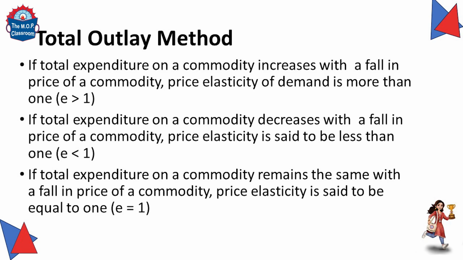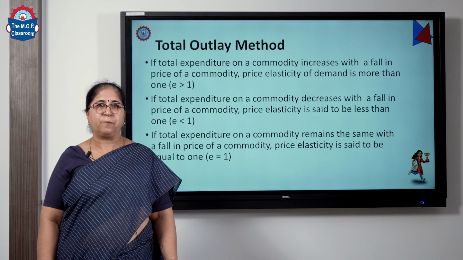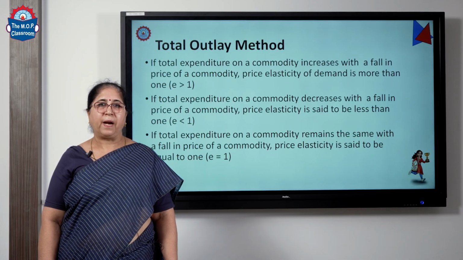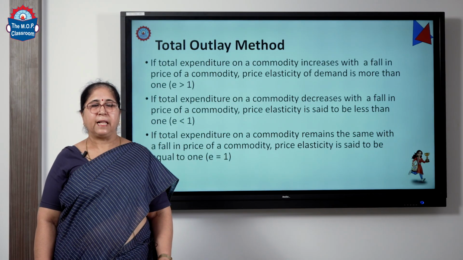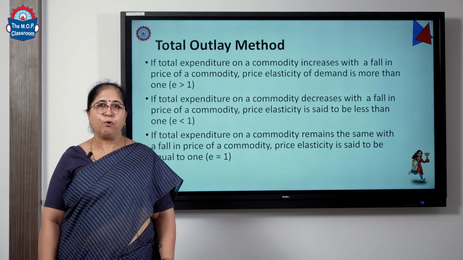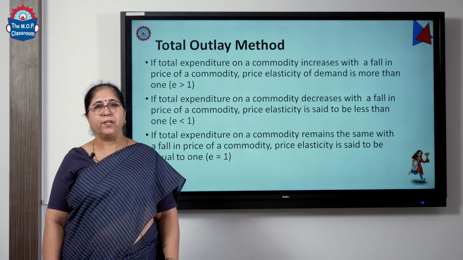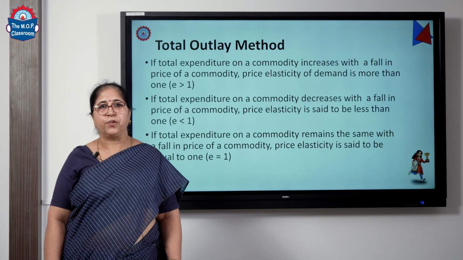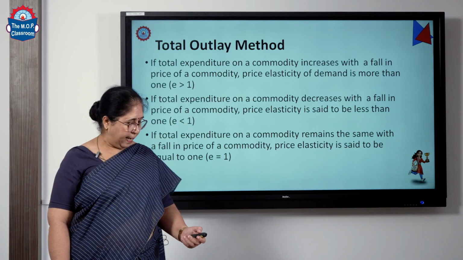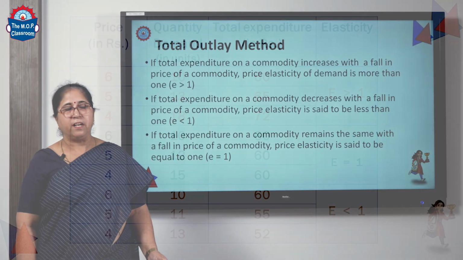Let us have a look at total outlay method. As said earlier, this particular method measures the change in total expenditure due to change in the price of the given commodity. In this particular method, we will say that if your total expenditure due to change in price either increases, decreases, or remains constant, we will comment on what is the impact on elasticity of demand. Let us look at an example to understand this particular method in detail.